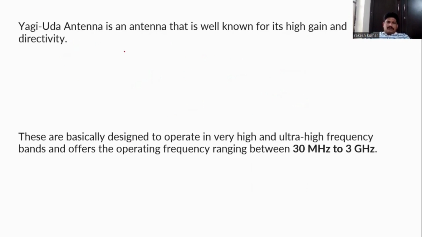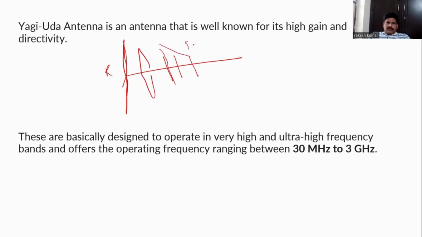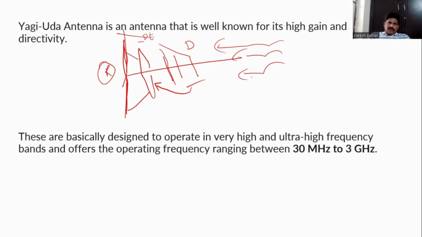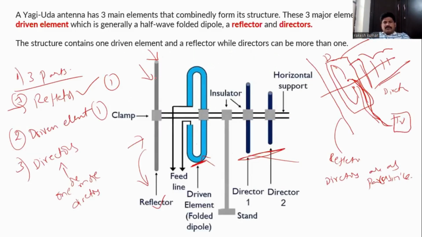For the operation, for example, this is my reflector, this is my driven element, and all these are directors. If any radiation wave comes in, these directors will observe it and direct it to the driven element. If any signal moves out, the reflector again observes it and transfers it to the driven element. So we get a bunch of radiation that is given to our TV. This is the working principle of the antenna.